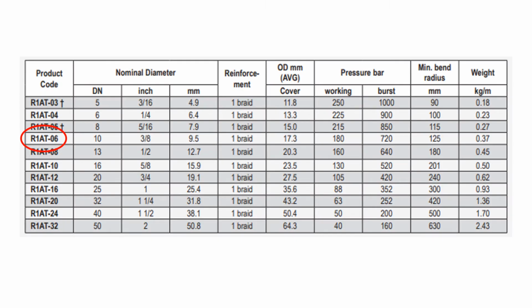I have established the type of hose. Now I'll need to verify the inside diameter of the hose, or the bore diameter of the hose. In this case, it's 3/8, which corresponds to a -06. Remember, the dash numbers are 16ths of an inch. So 6/16 equals 3/8.